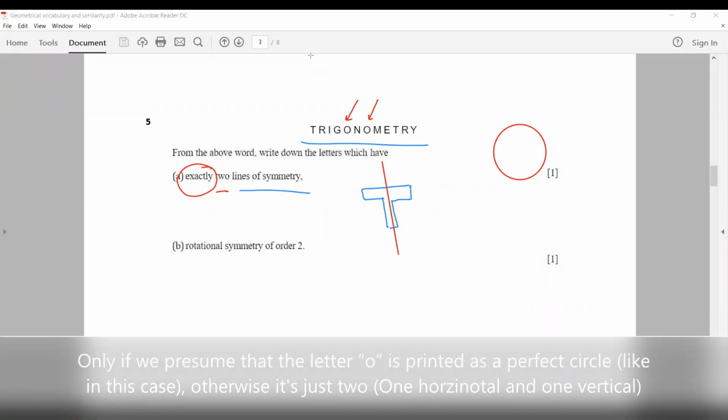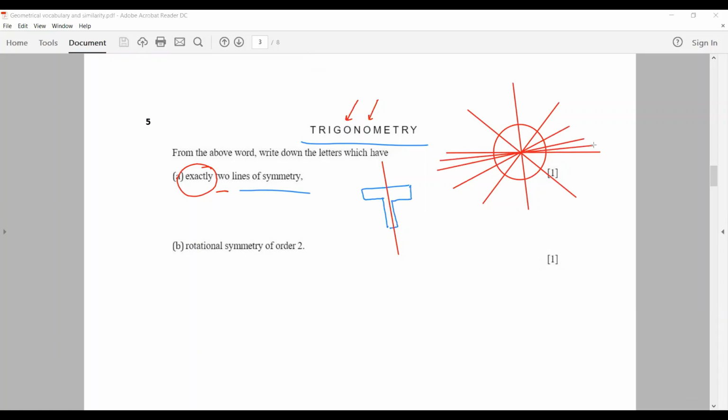This is a question that I ask the students all the time, and many of them don't know the correct answer. They come up with 1, 2, 3, 4, but basically any line that passes through the center is a line of symmetry for a circle. So we have infinitely many, right? Now, that's why they use the word exactly here. So R doesn't have any, so this is 0.